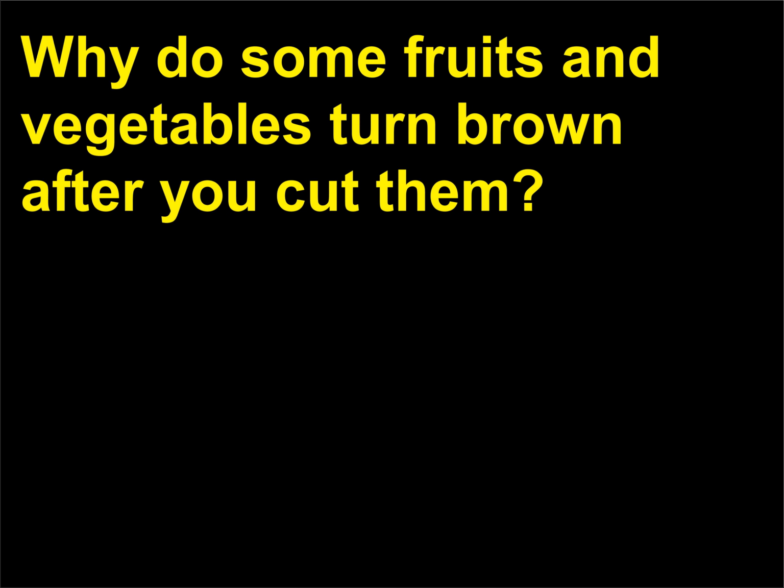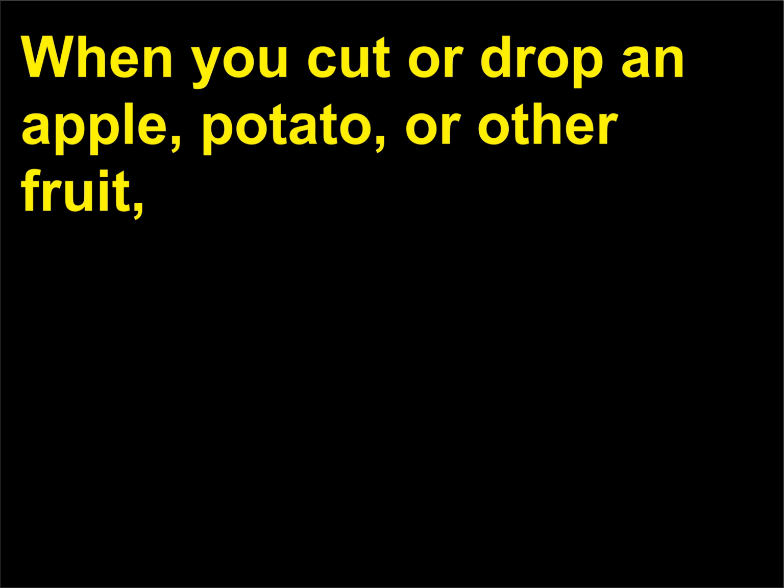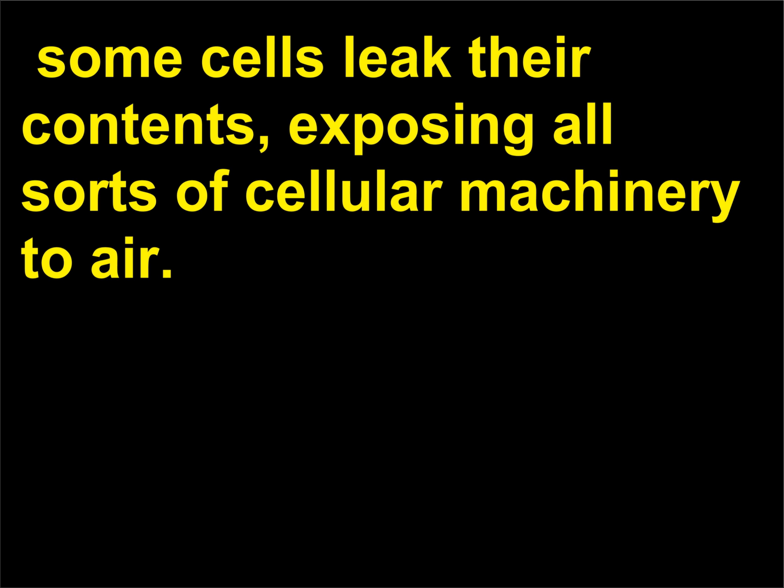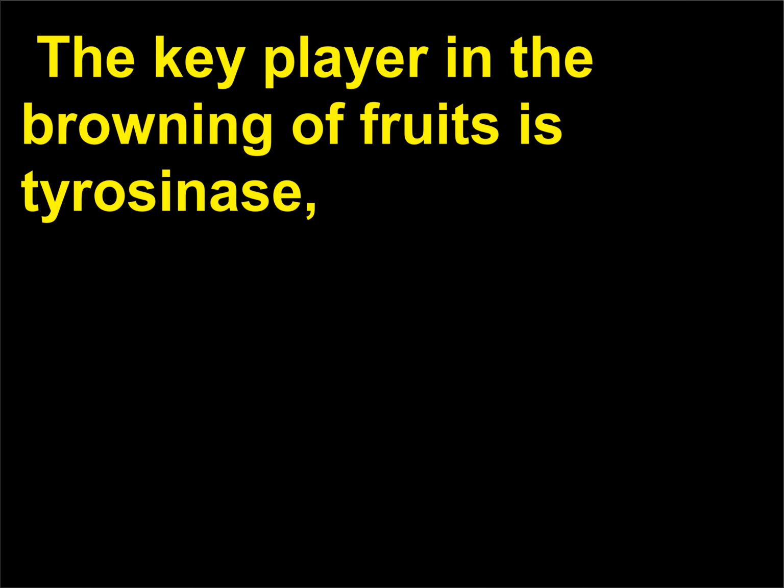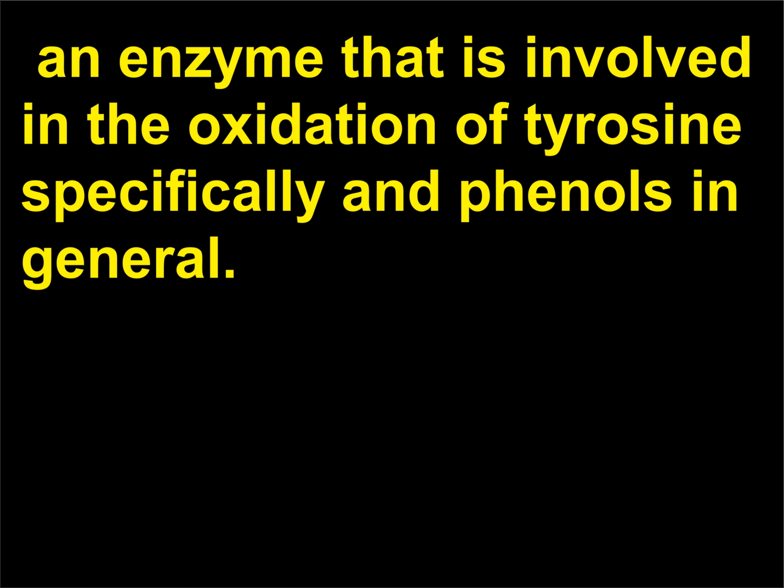Why do some fruits and vegetables turn brown after you cut them? When you cut or drop an apple, potato, or other fruit, some cells leak their contents, exposing all sorts of cellular machinery to air. The key player in the browning of fruits is tyrosinase, an enzyme that is involved in the oxidation of tyrosine specifically and phenols in general.